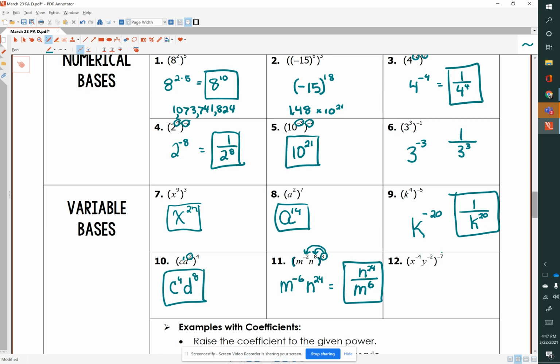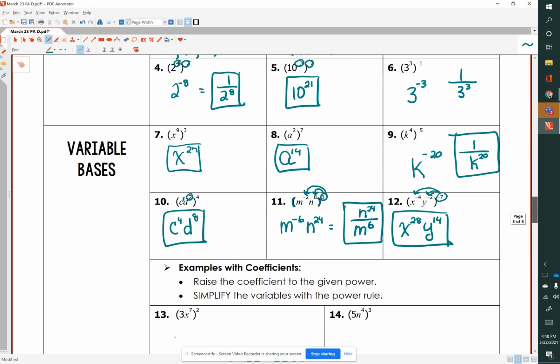Okay, number 12. Again, this negative 7 will apply to the negative 4 and to the negative 2. But remember, it's going to make each one of these positive because a negative times a negative yields a positive number. So we have our x, negative 4 times negative 7 is a positive 28. And our y, negative 2 times negative 7 is a positive 14. And that is our final answer.